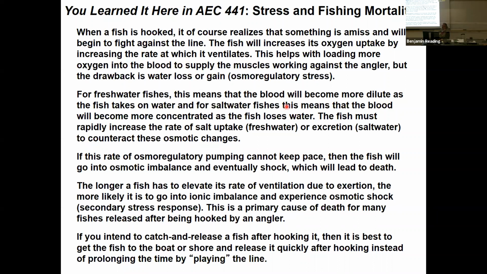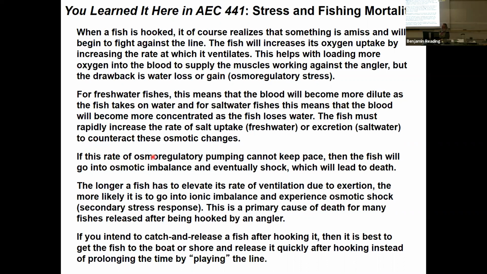So the freshwater fish, the blood becomes dilute as the fish takes on water. For saltwater fishes, the blood becomes concentrated as the fish loses water. The fish must rapidly increase the rate then of salt uptake in the freshwater gill or excretion in the saltwater gill to counteract these osmoregulatory changes. But this costs energy. But we're using our energy to try to swim against the hook, to fight. So where do we dedicate the energy? Well, we'll eventually fix this osmoregulatory problem, but it might take some time.